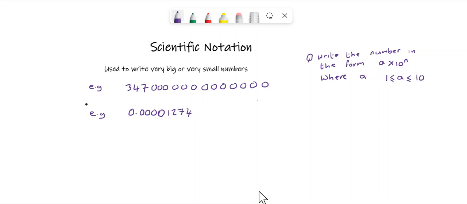So in this lesson, we are going to look at this idea of what's called scientific notation. So, what is scientific notation?